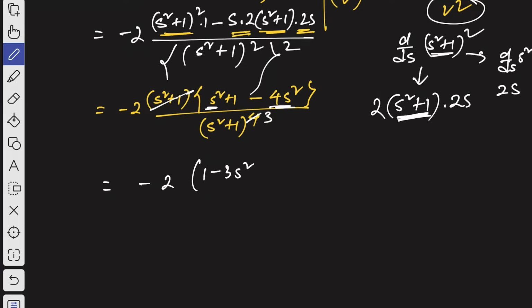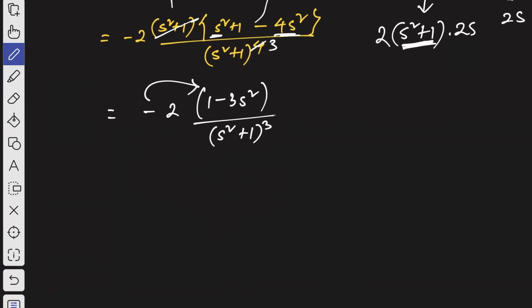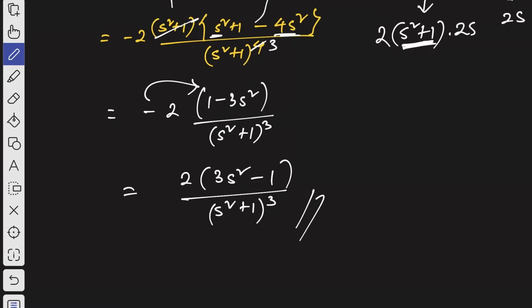1 minus 3s square, not 3 square, minus 3s square by s square plus 1 whole cube, right? So if you multiply this minus here, then what you will get is minus 3s square plus 1, not plus 1, minus 1, and s square plus 1 whole cube. So this is your answer. That's how we can find it.